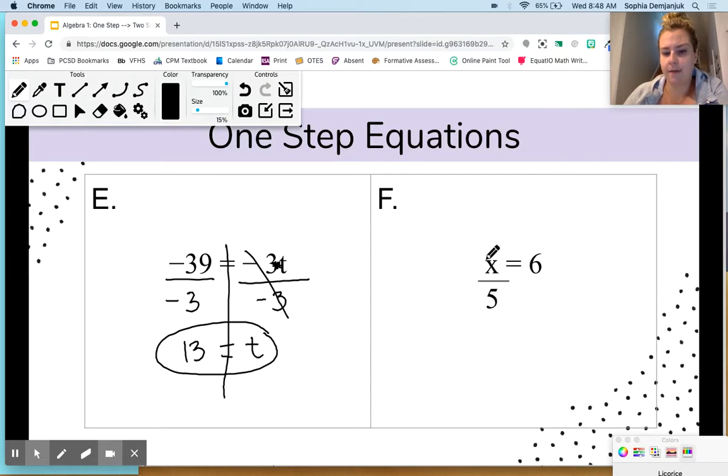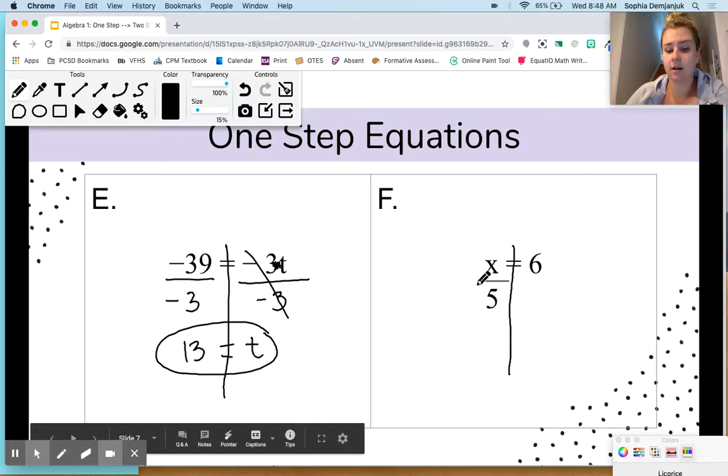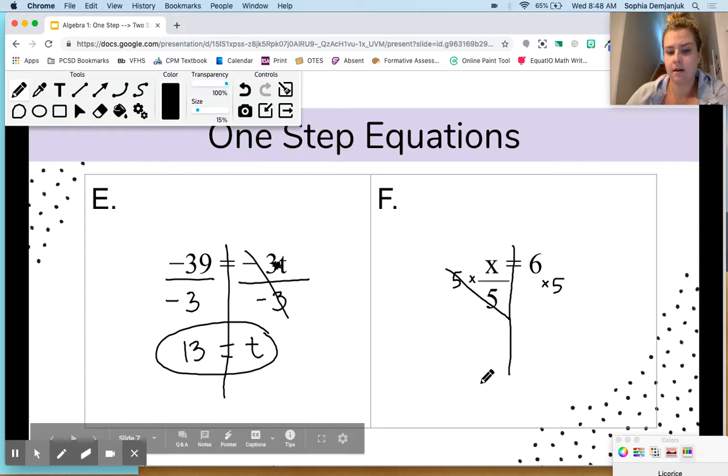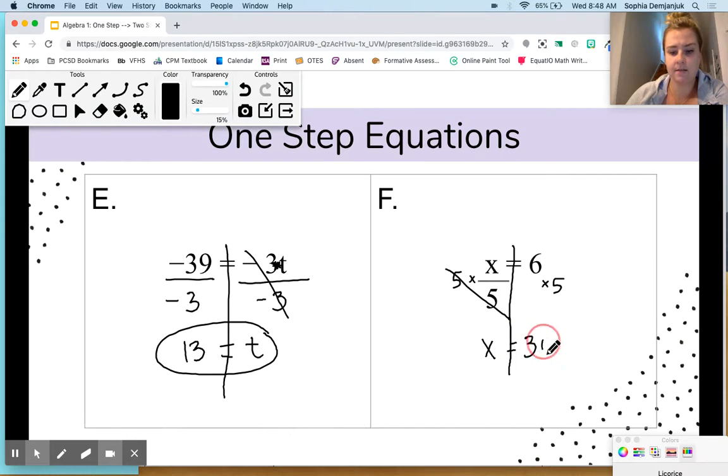And then we have f. I have x over 5 equals 6. When you're looking at this fraction of x over 5, that's really the same thing as saying x divided by 5. So if we want to get this 5 to the other side, the opposite of division is going to be multiplication. Times 5, times 5. 5 over 5 cancels out, and you're left with x equals 6 times 5 gives me 30.